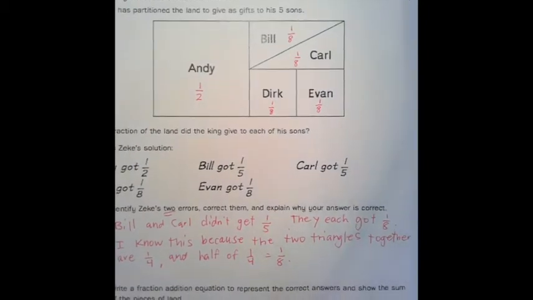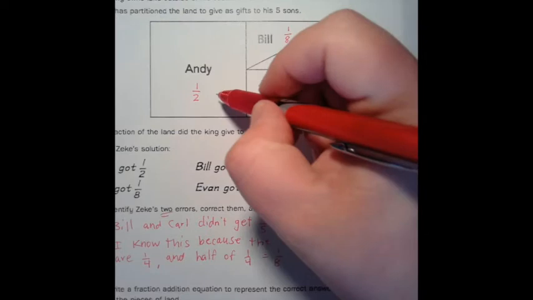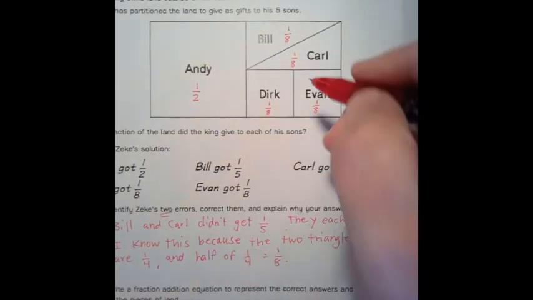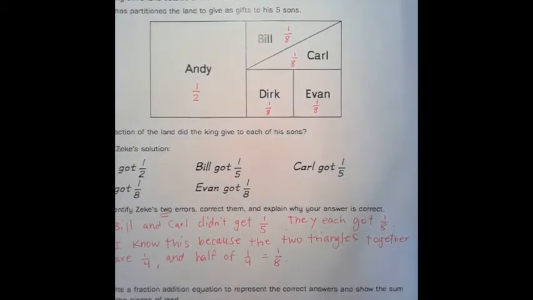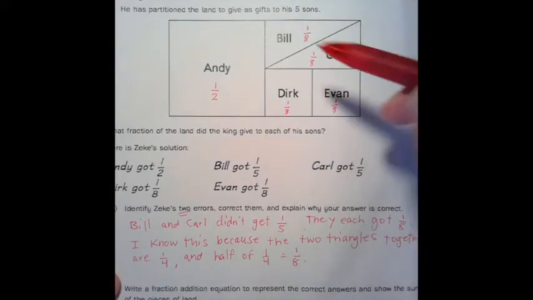Now we need to write a fraction addition equation to represent the correct answers and show the sum of the pieces of land. So we need to take all these pieces and add them up together. I'm going to start with Andy. You go 1/2 plus Bill, 1/8, plus Carl, another 1/8, plus Dirk, another 1/8, and Evan is an 1/8, for a total of 1. Because when you add them all up together, they should equal 1, and they do.